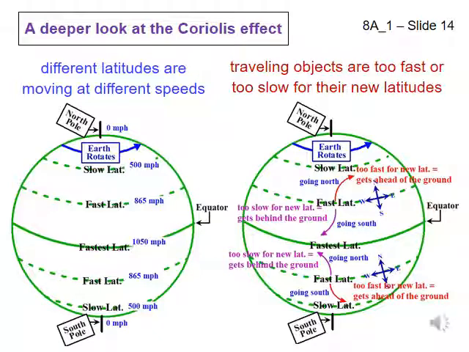Since the Coriolis effect is caused by the difference in speed when objects move from one latitude to another latitude and become too fast or slow for the new latitudes, a smaller speed difference means the object more closely matches the speed of its new latitude and does not get as far ahead or fall as much behind. In other words, it experiences less of a Coriolis effect.